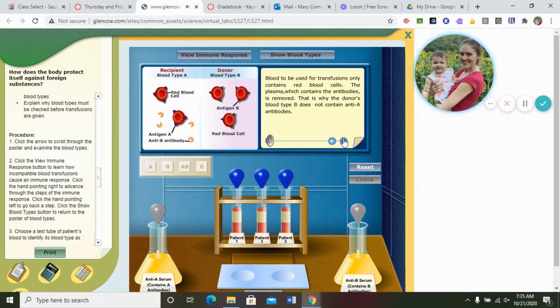Blood to be used for the transfusion only contains red blood cells. The plasma, which contains the antibodies, is removed. That's why the donor's blood type B does not contain anti-A antibodies. So they actually separate the blood cells from the plasma.